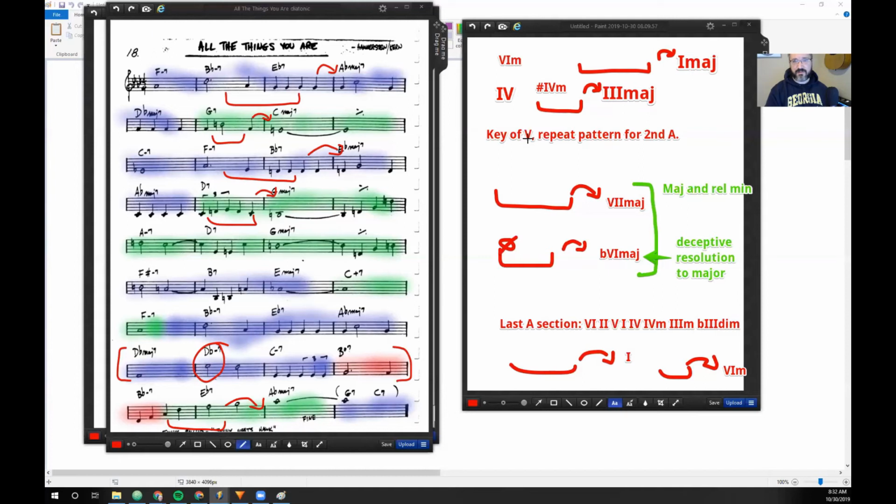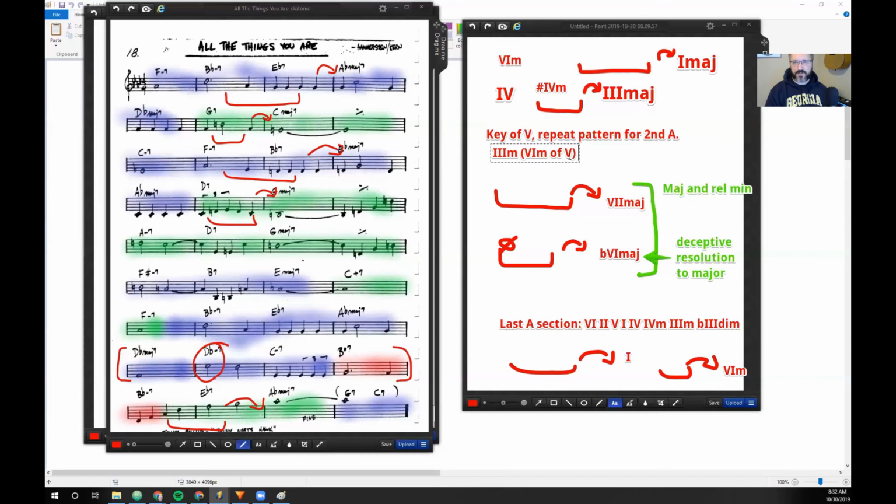And they do the same thing in the key of 5. The only trick I didn't say here is that this 3 major, if you've played all the things you know this already, 3 major becomes 3 minor. Oh, and then that becomes 6, minor of 5, and that begins the pattern that we saw in the first A section again.